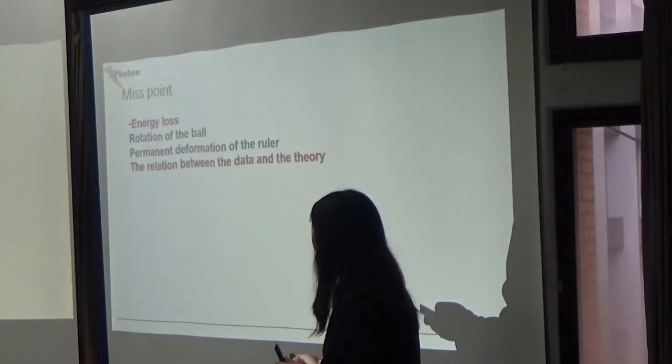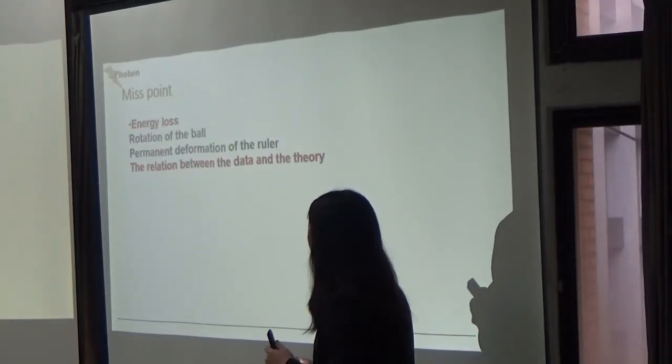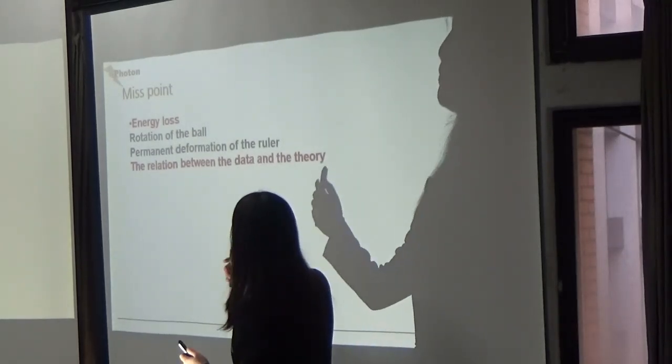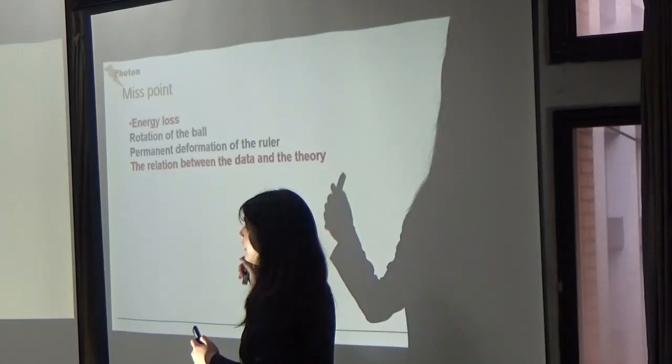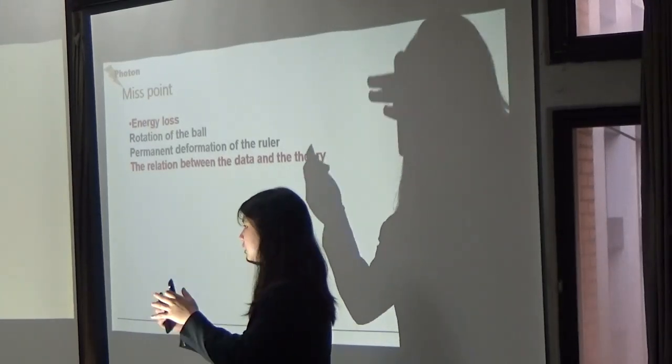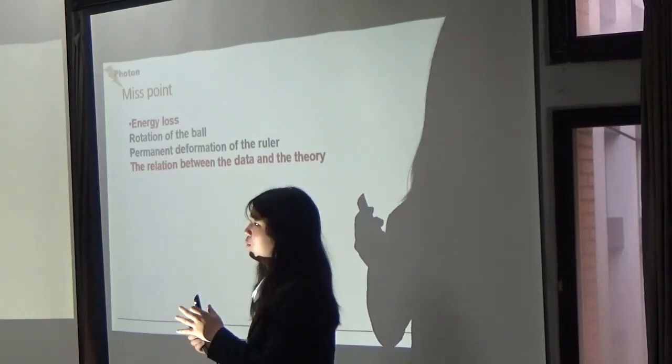And about the missing point, I think we should have a discussion about the rotation of the ball and the permanent deformation of the ruler, because the energy loss will also affect the data, and his theory doesn't mention it.